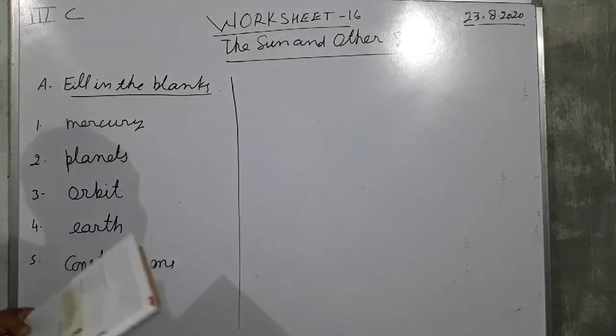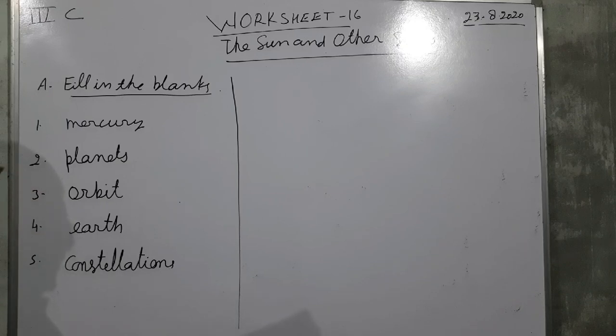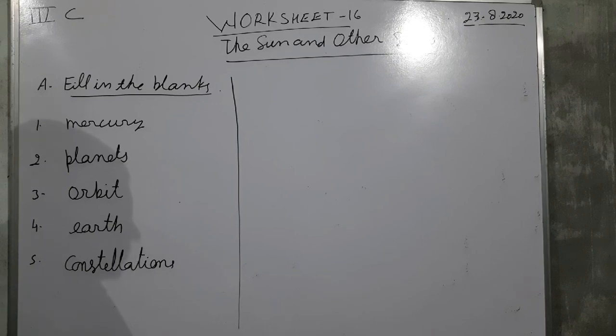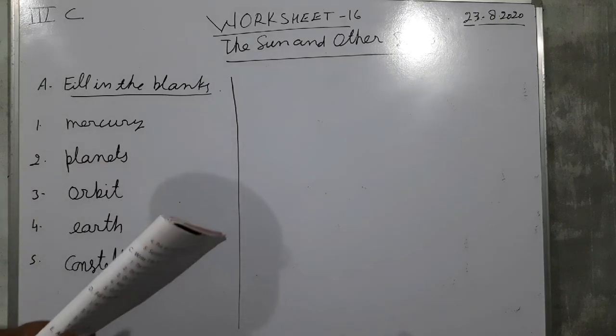Once again you listen. First, the Mercury is the closest star to us. Second, the sun and its family of 8 planets make up the solar system. Third, the planets move in a fixed path called the orbit. And fourth, the Earth is the only planet where life exists. And fifth, groups of stars making patterns or shapes are called constellations. So this is the fill in the blanks.